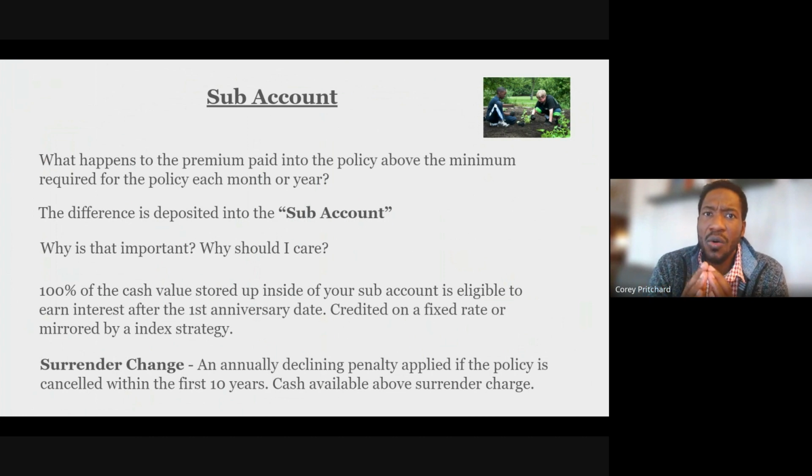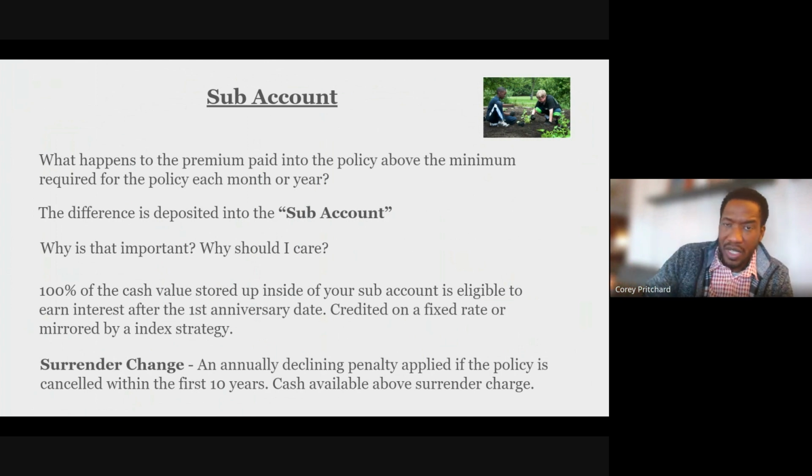Okay, so when we're dealing with this type of policy, after the first year, it takes one year of funding. Look at it as like a capitalization process. It takes one year for you to be eligible to have these credits.